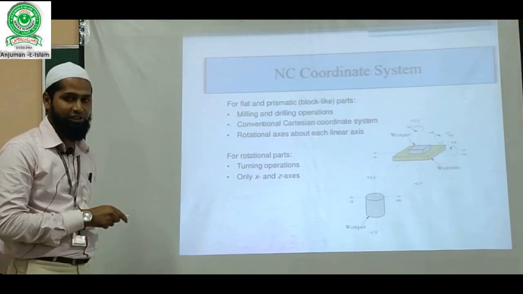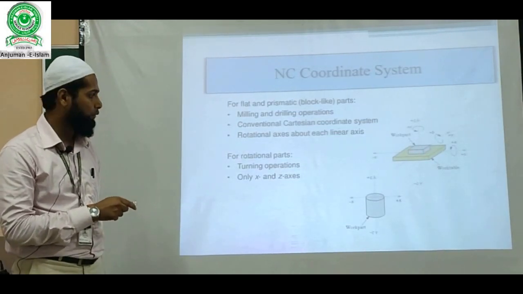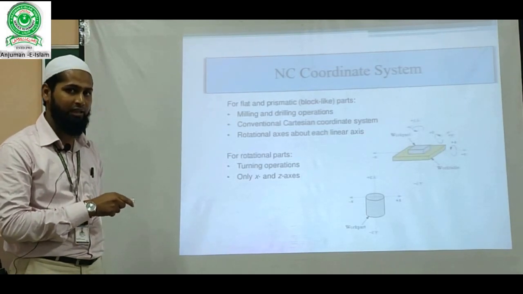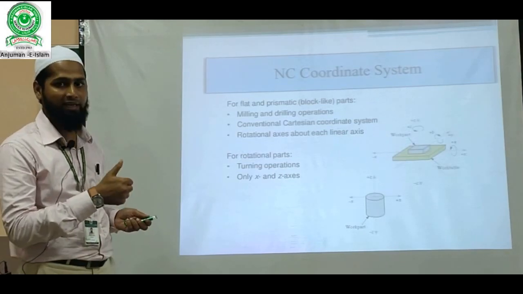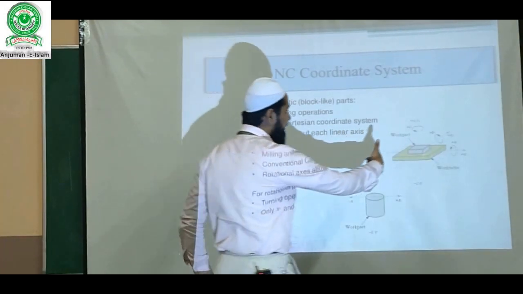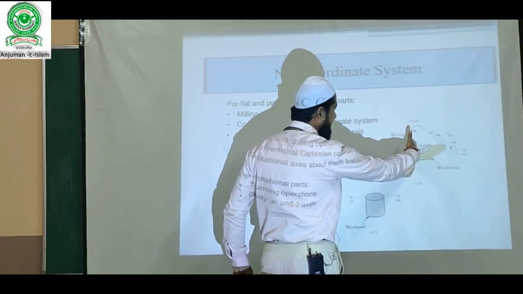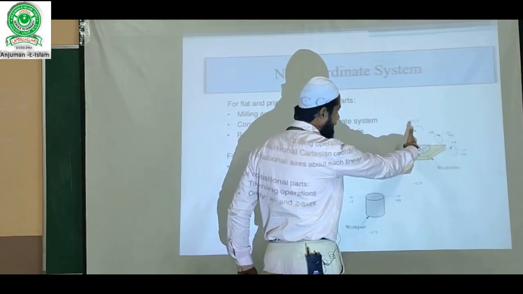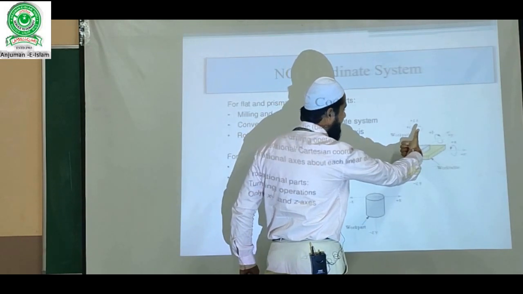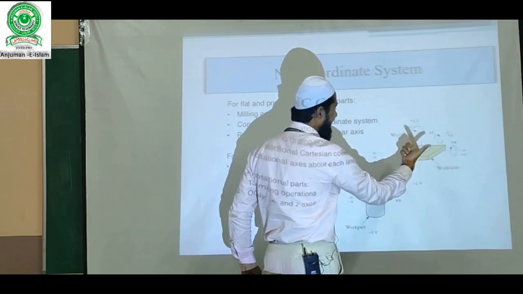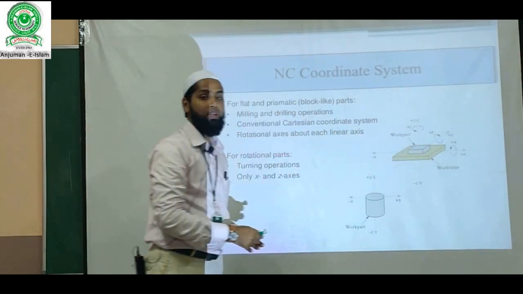For the direction of the rotation, to find the positive rotation direction, we can use the right thumb rule. It means if you put your right hand along the direction of the axis of the motion, the curved fingers show the positive direction of the rotation.